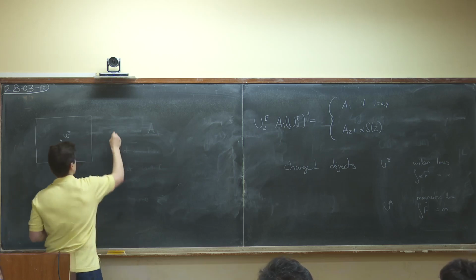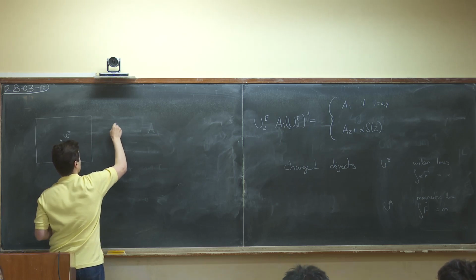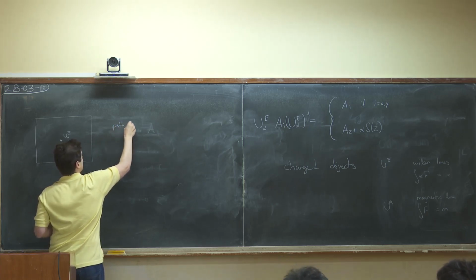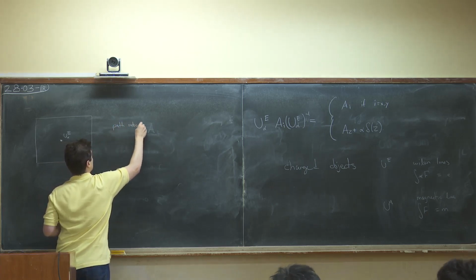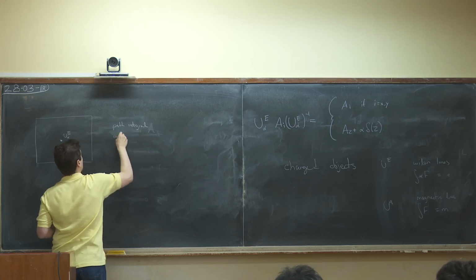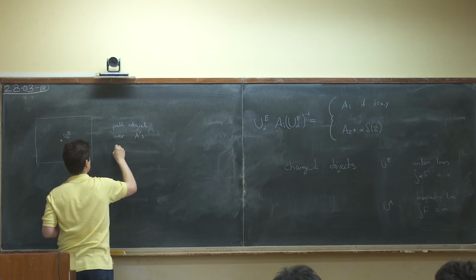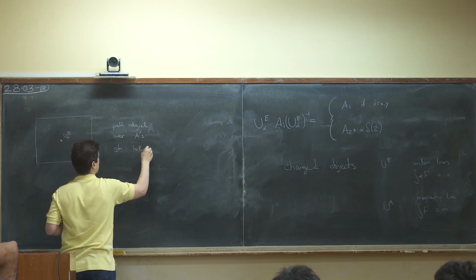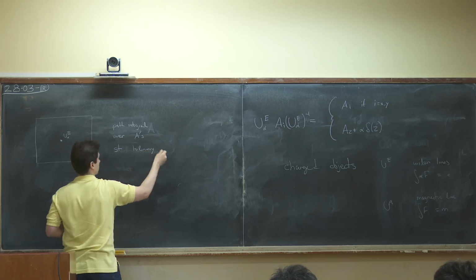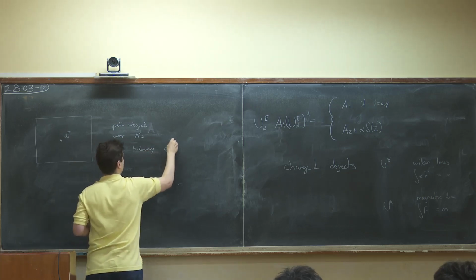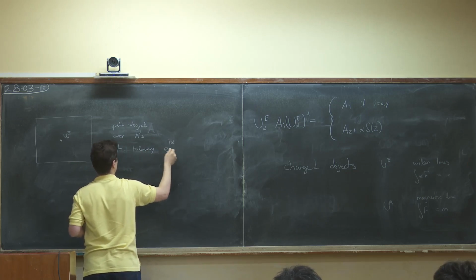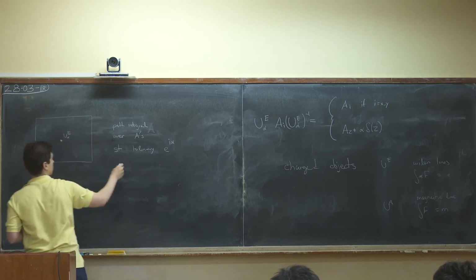And I define the theory by a path integral over A's such that there's holonomy e to the i alpha around the cycle here.